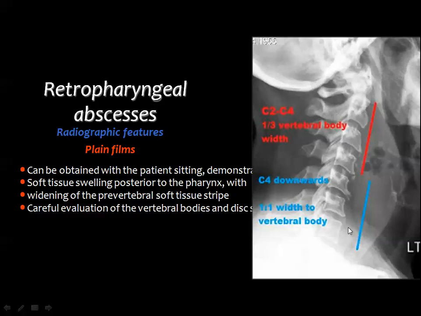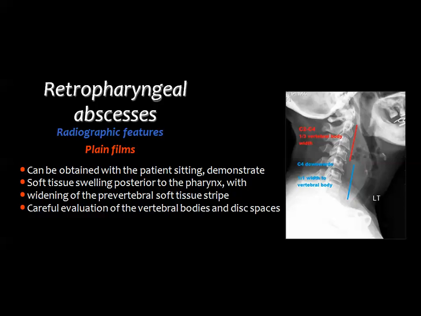Then in this particular example, you see a very big retropharyngeal soft tissue, which has increased the distance between the air in the pharynx and the cervical spine many times. And of course, you can easily appreciate the presence of air loculi, which are highly suggestive of the presence of an inflammatory lesion, especially an abscess.